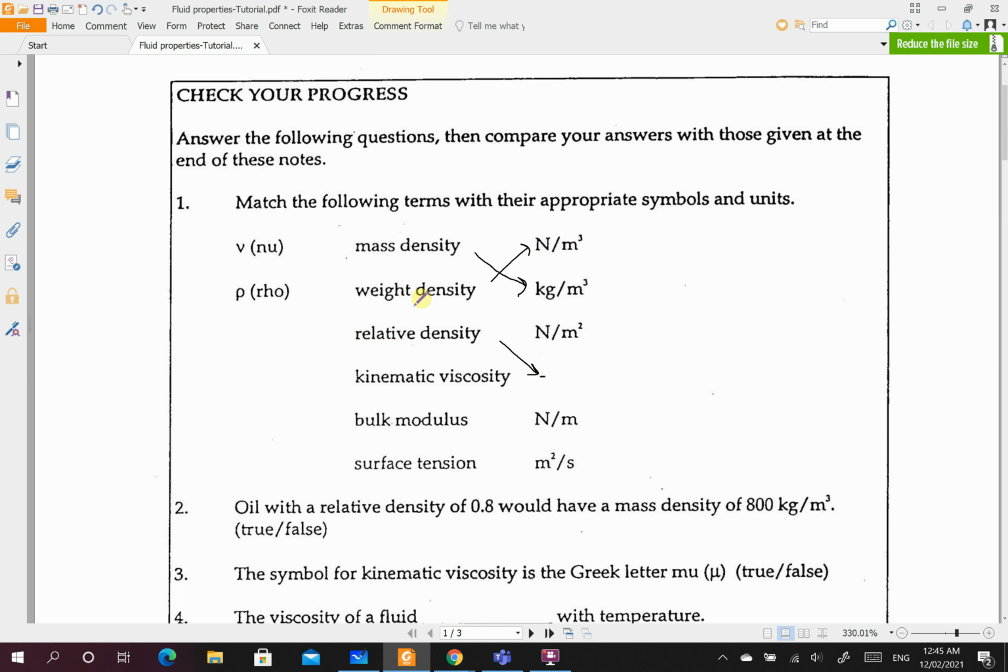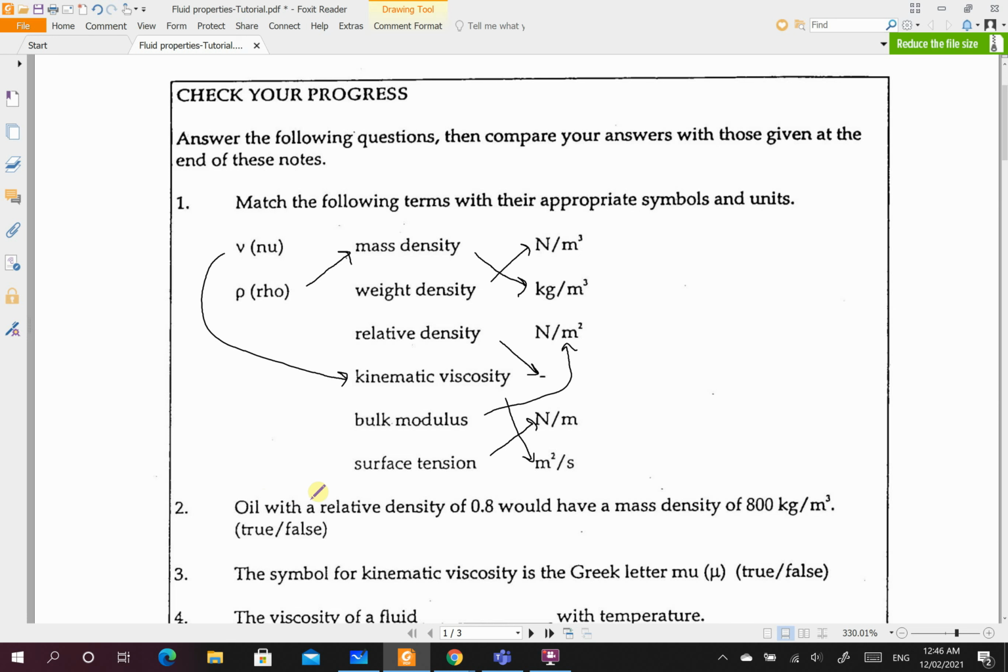Alright, remember this is row by row. Our kinematic viscosity is in meters squared per second. Our bulk modulus is in newtons per meter squared. And our surface tension is obviously lucky last. Alright, so that's the order of them. I know it's a bit messy, but hopefully you've been able to follow that. Any confusions, just hit me up in class. Now these ones here, so our mass density is our rho, and our nu is our kinematic viscosity. Cool.